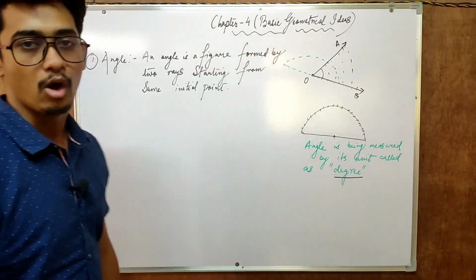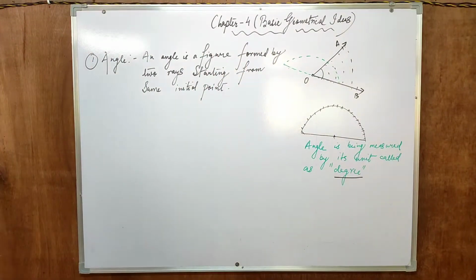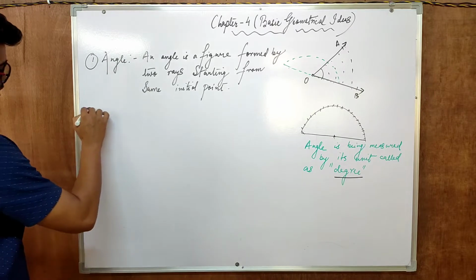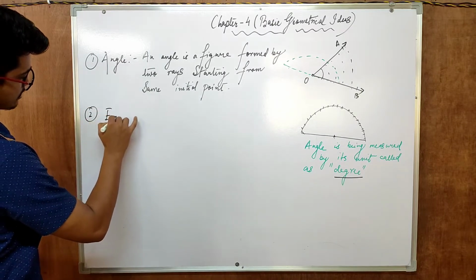Is it clear? All right, so let's move on to our next part, which is called the exterior of an angle. Exterior of an angle.